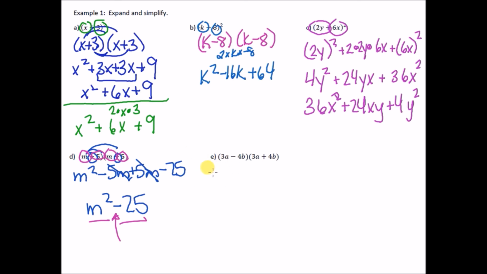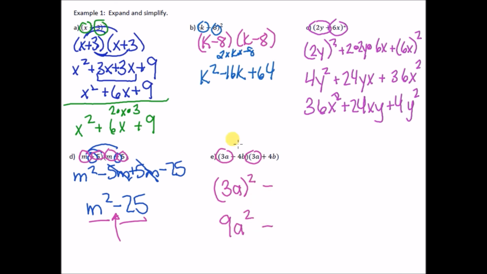So let's do the short form way for E. We notice that 3a and 3a are the same terms. So let's go 9a squared. We just took it and we squared it. If you want to see that, hold on. We would have 3a and we'd square it, which is 9a squared.